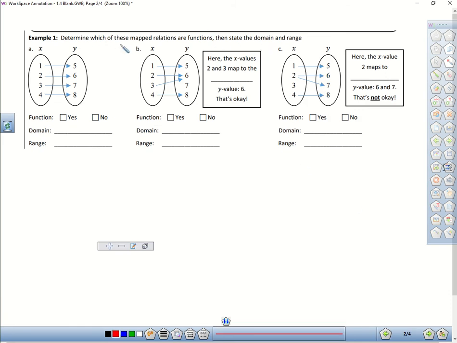Moving on, determine which of these mapped relations are functions, and then state the domain and range. So as we can see here, each x value is going to a unique y value output. So this would make it a function. The domain are all the possible x values that have been used, and the range are all the possible y values that have been used.